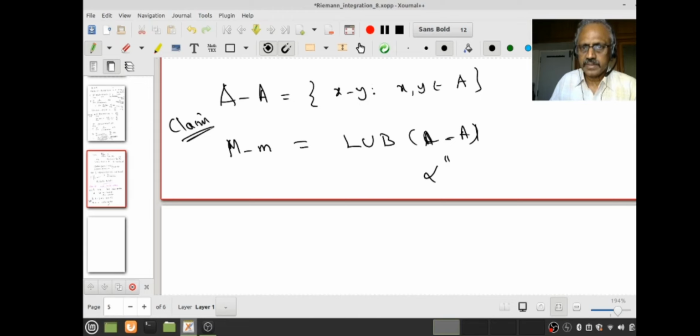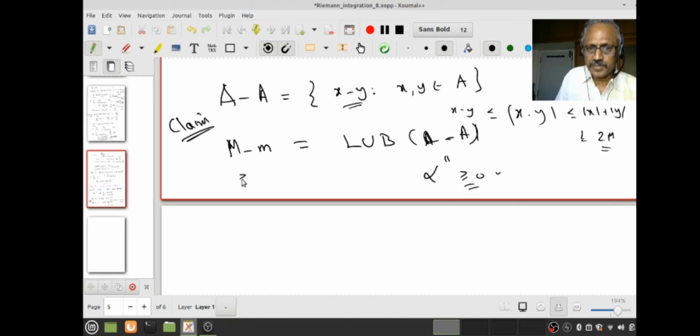You follow that? Take x minus y, any arbitrary element. This is less than or equal to mod x plus mod y, but that's less than or equal to 2M. And x minus y is always less than or equal to mod x minus y. Therefore, any element of this is less than or equal to 2M. Therefore, it is bounded above and it's non-empty because 0 is there, for example. Therefore the LUB must exist. Not only that, since 0 is already there, this alpha must also be greater than or equal to 0. You understand? And remember, capital M minus small m must also be greater than or equal to 0.